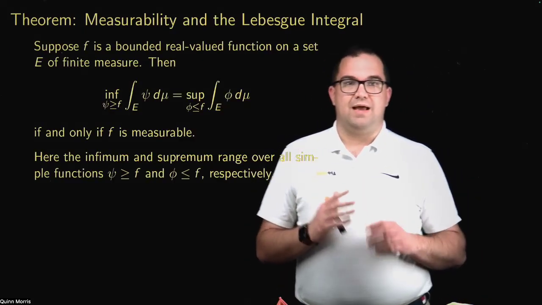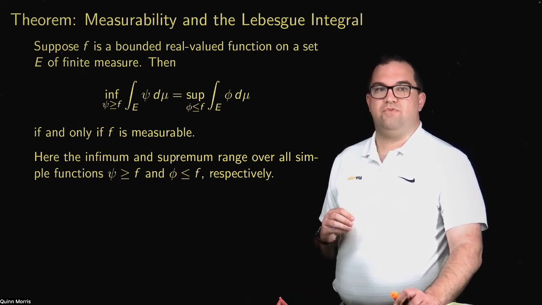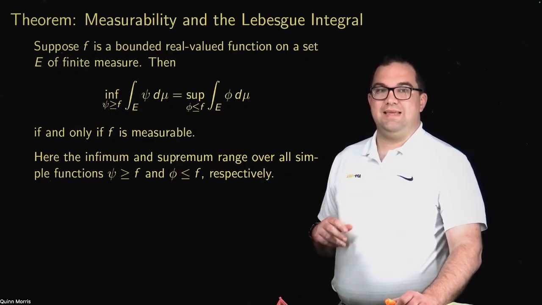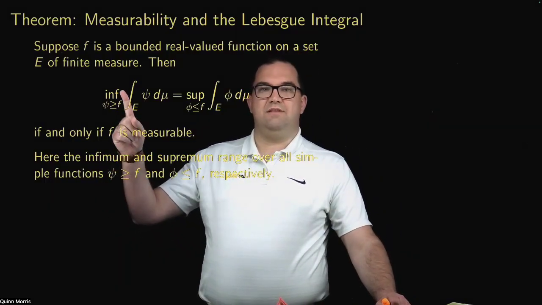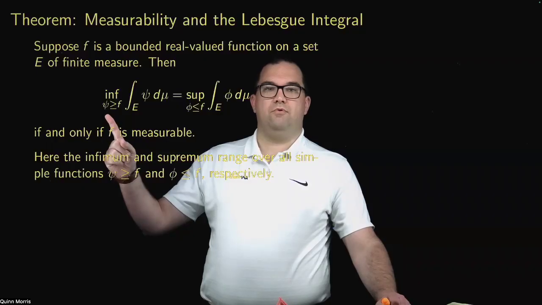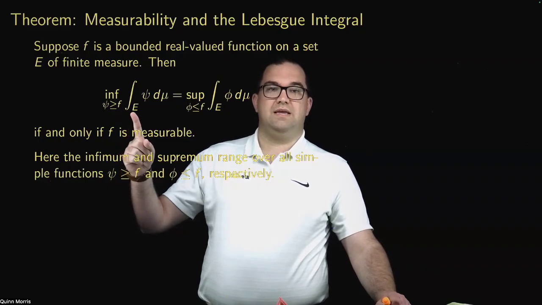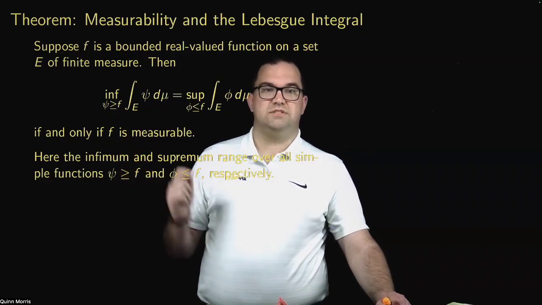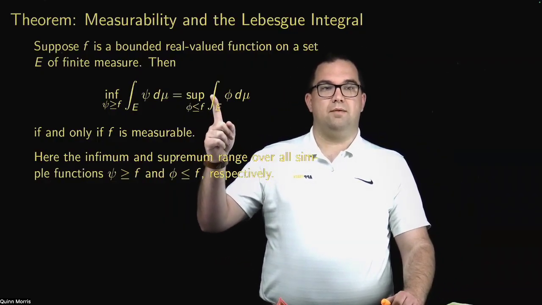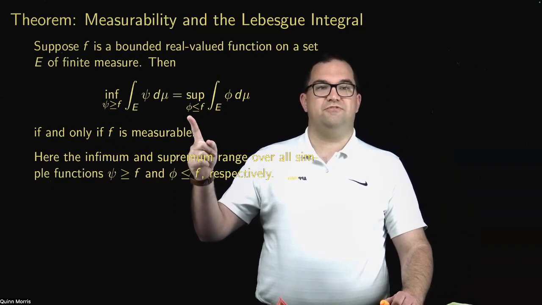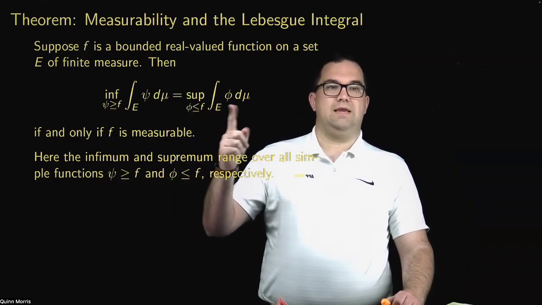So our last theorem we want to prove is that if we have a bounded real-valued function f on a set E of finite measure, then if I look at the infimum of all simple functions psi that are greater than or equal to f, of the integral over E of psi, that has to be equal to the supremum over all simple functions phi less than or equal to f of the integral over E of phi.